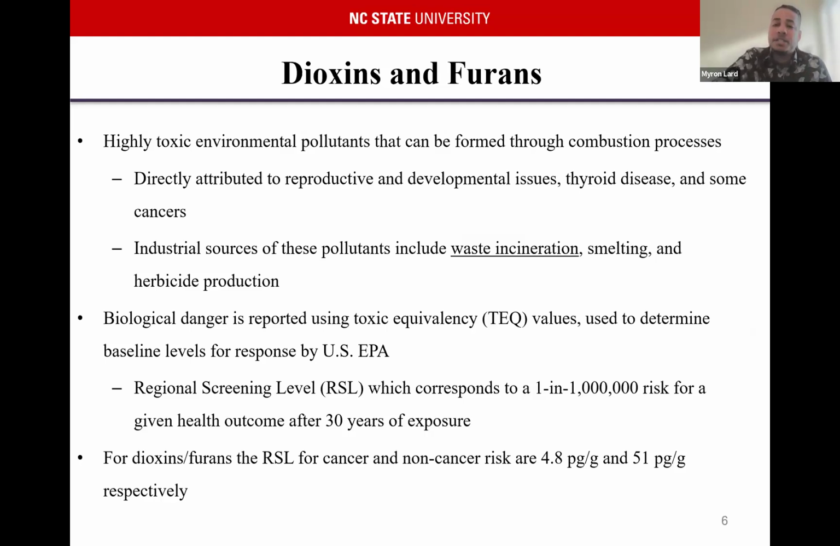The biological danger of these dioxins and furans is reported using the toxic equivalency value, which is used to determine the baseline levels for response. These values are determined by US EPA, and they are referenced using the regional screening level, which corresponds to a 1 in 1 million risk for the given health outcome if exposed to the pollutant for 30 years. So for dioxins and furans, the regional screening levels for cancer and non-cancer risk are 4.8 picograms per gram and 51 picograms per gram, respectively.